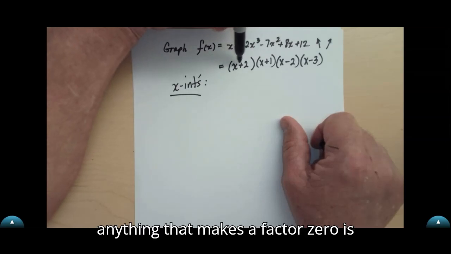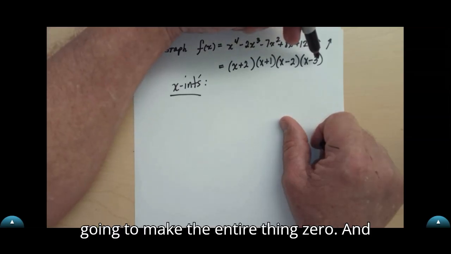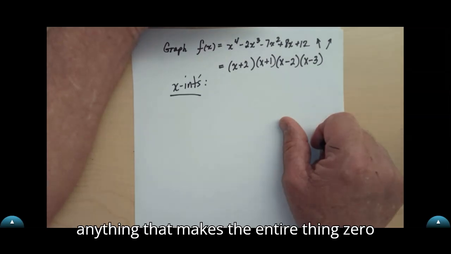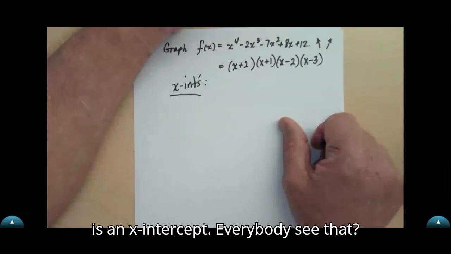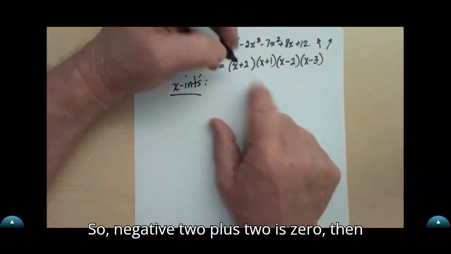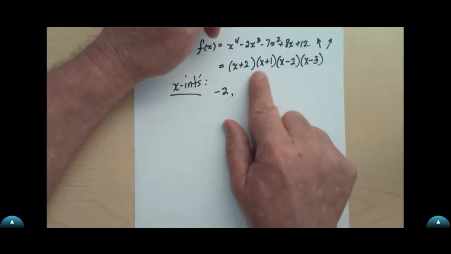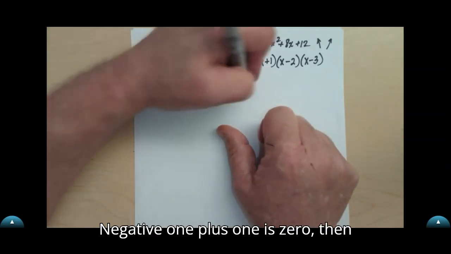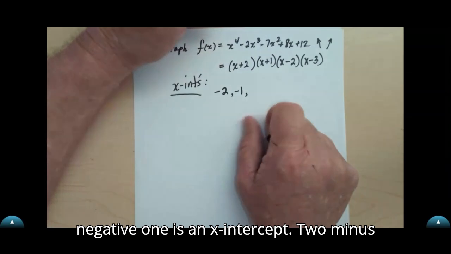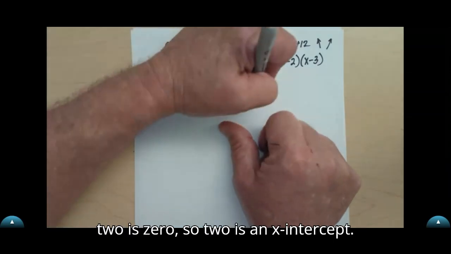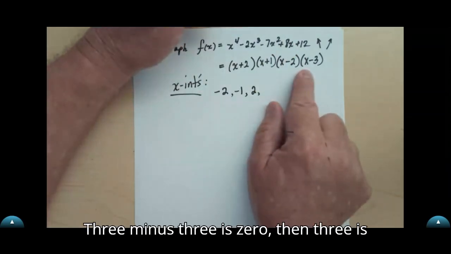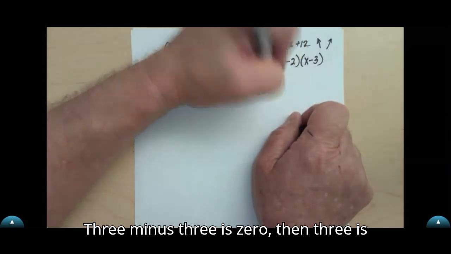Remember, anything that makes a factor 0 is going to make the entire thing 0. And anything that makes the entire thing 0 is an x-intercept. Everybody see that? So -2 + 2 is 0. Then -2 is an x-intercept. -1 + 1 is 0. Then -1 is an x-intercept. 2 - 2 is 0. So 2 is an x-intercept. 3 - 3 is 0, then 3 is an x-intercept.